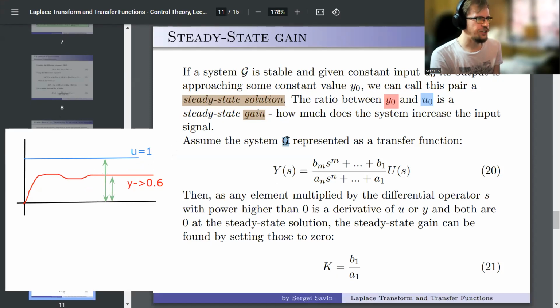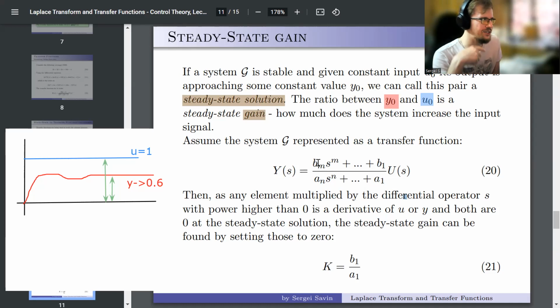Well, the system G is represented as a transfer function, our familiar b_m s to the power m plus ... b1 over a_n s to the power n plus ... a1. So we know that s is a derivative operator, right? So s stands in front of coefficients.